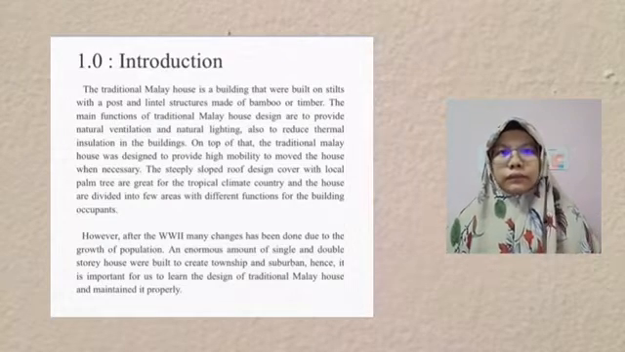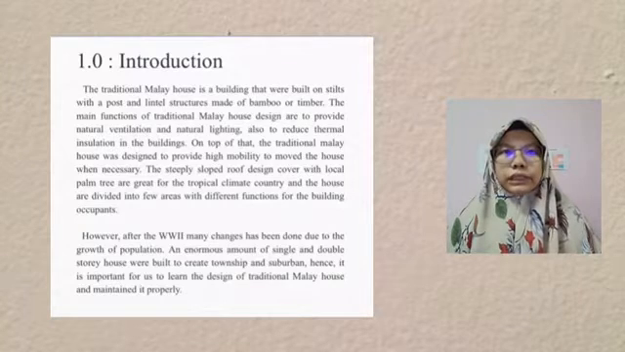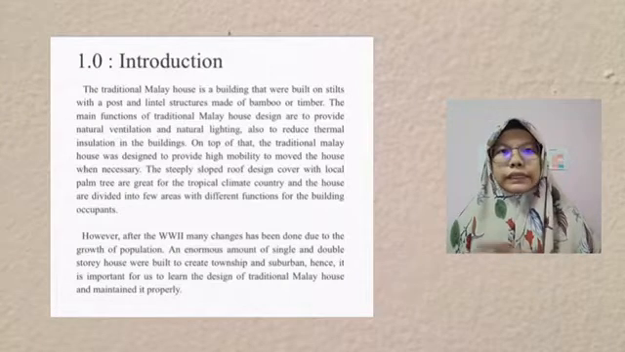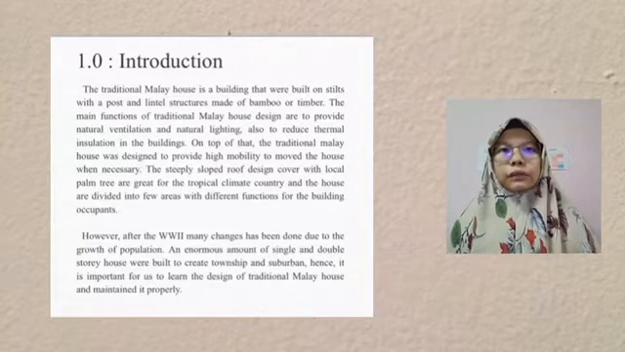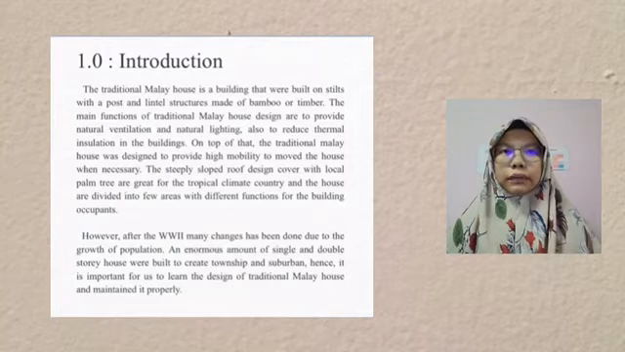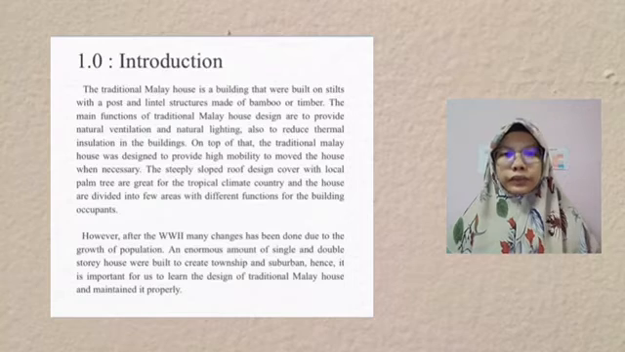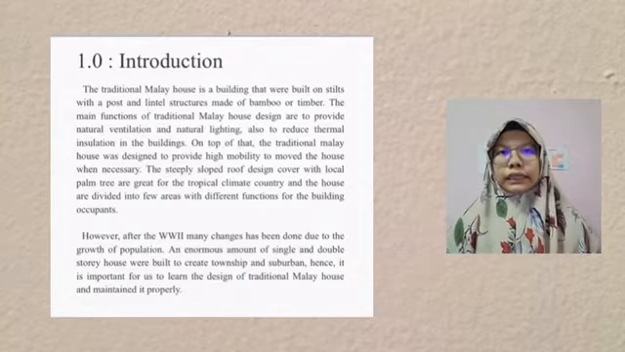On top of that, the traditional Malay house was designed to provide high mobility to move the house when necessary. The steeply sloped roof design, covered with local palm tree, is great for a tropical climate country, and the house is divided into few areas with different functions for the occupants.